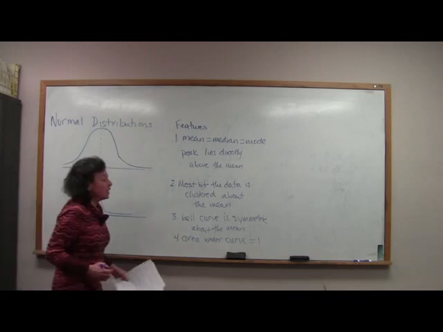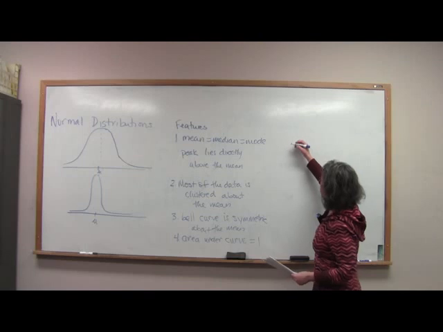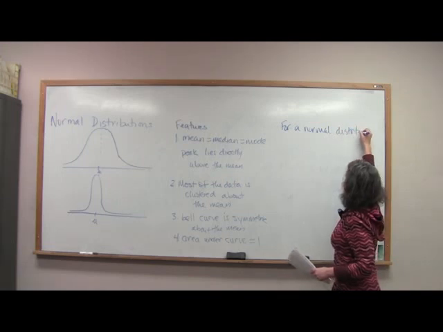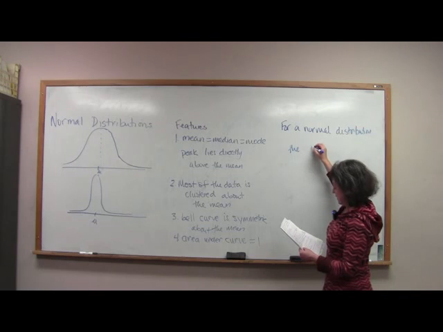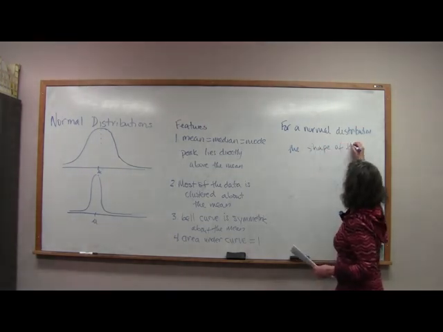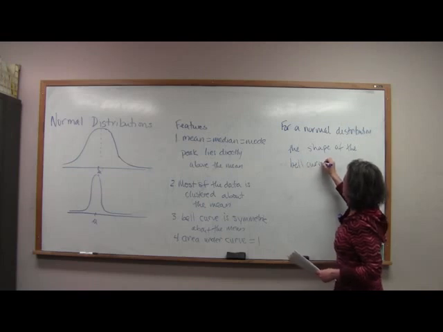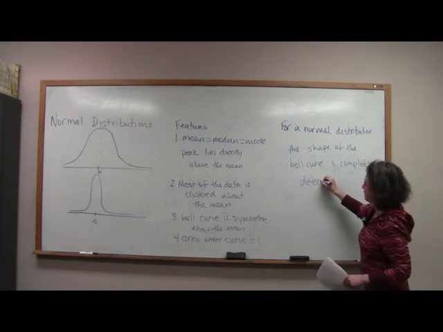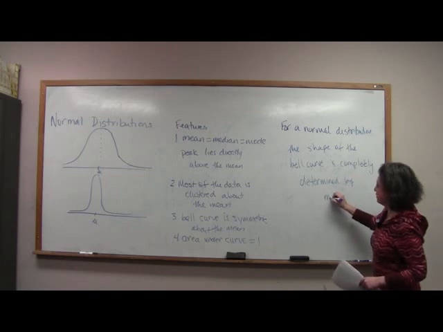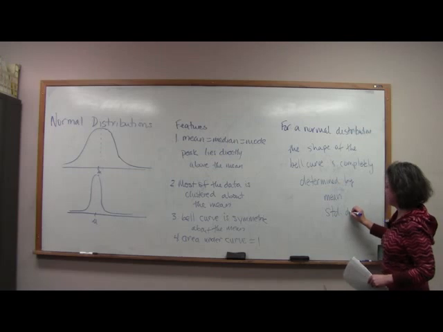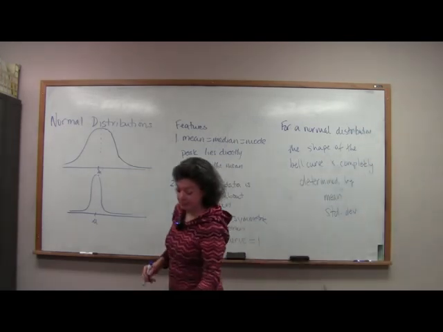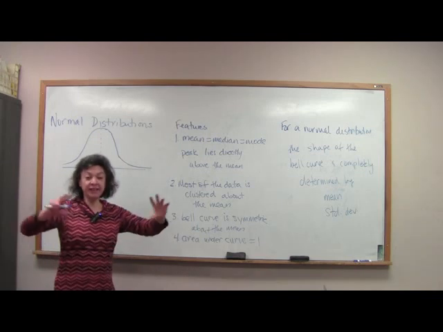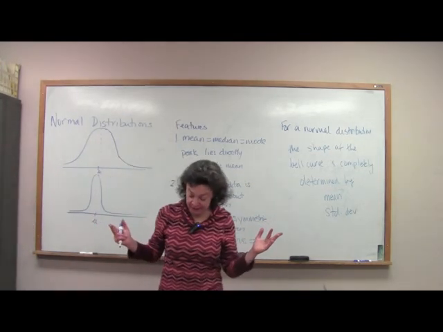Now, a couple things that I'm going to point out: it turns out that for a normal distribution, the shape of the bell curve is completely determined by two things. It's determined by the mean as well as the standard deviation. Remember, the mean is the measure of central tendency, that's your average value, and the standard deviation tells you how spread out your data is.